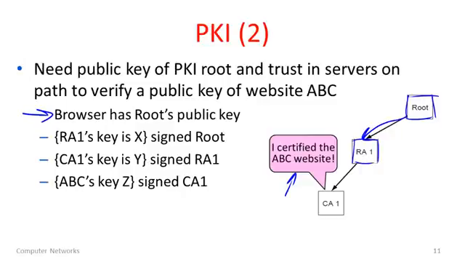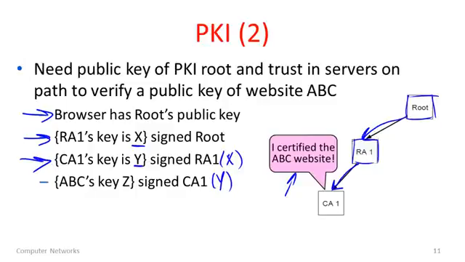So in fact, the root can make a statement to say that RA1's key is some key X, and sign it using its key. Now you can check this because you have the root's public key, so you can check that this statement has been certified by the root, in which case, if you trust the root, you will believe that RA1's key is X. RA1 can then make a statement saying that CA1's key is Y and sign it with its own key, and that would be X. So it would be signed by RA1 with X, and this would be right.